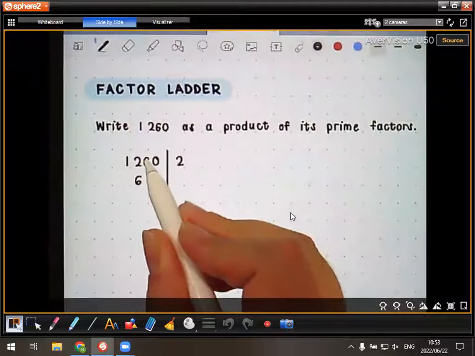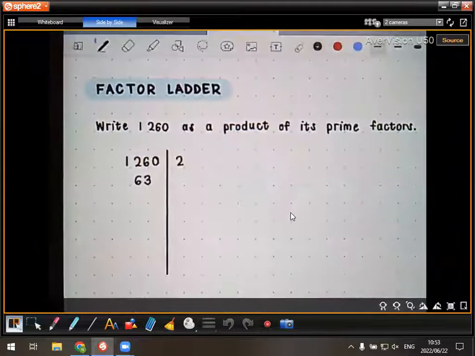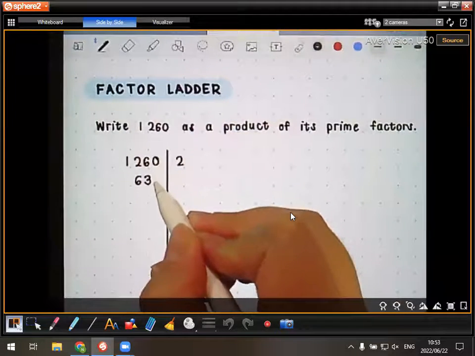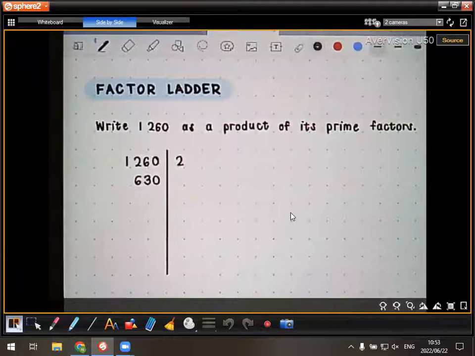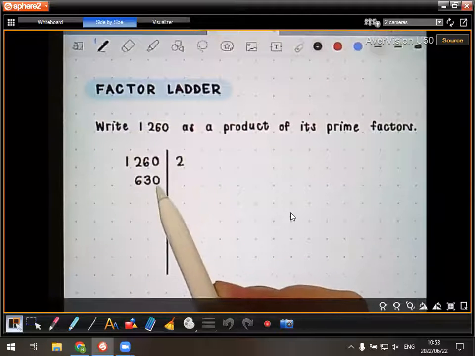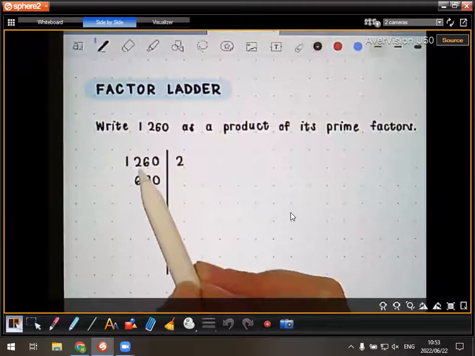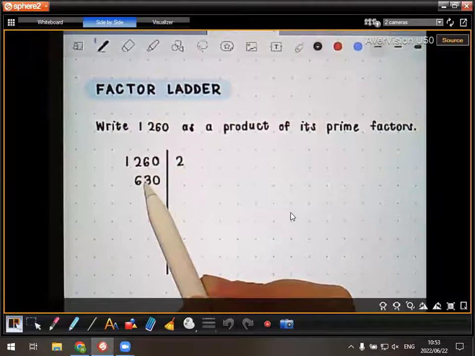Okay, what is 6 divided by 2? 3. And what is 0 divided by 2? 0. Okay, so you line them up like that. We're going to do lots of examples today, so if you're a bit confused, don't stress. Does it make sense, guys, that 1,260 divided by 2 is 630? Okay? All right.